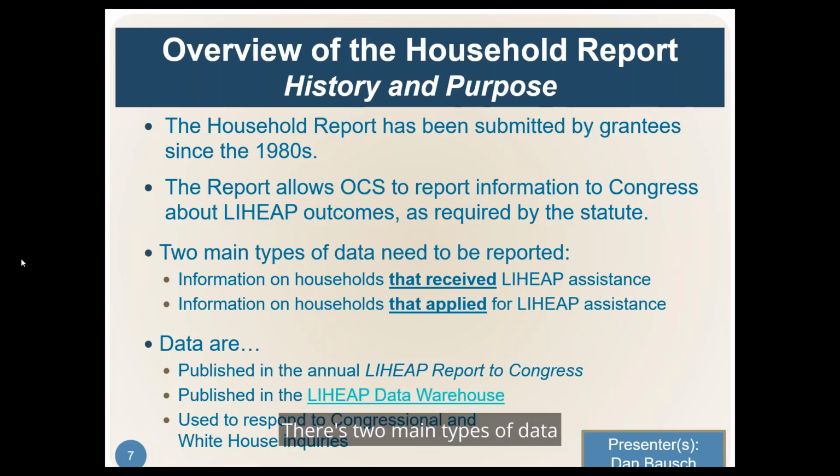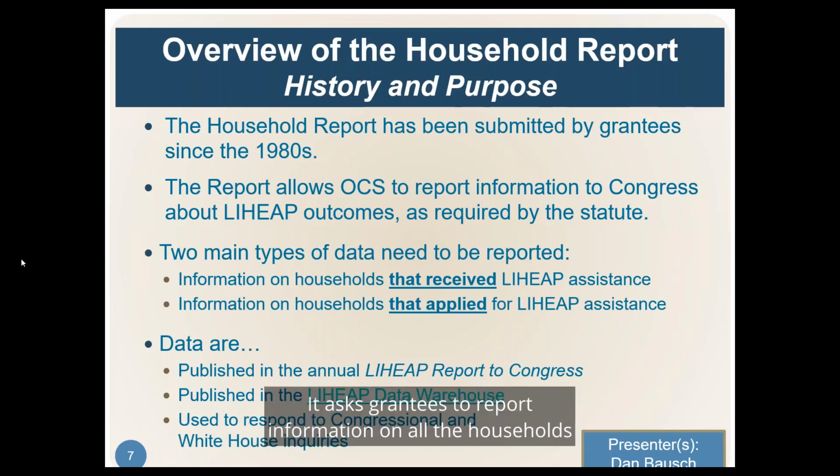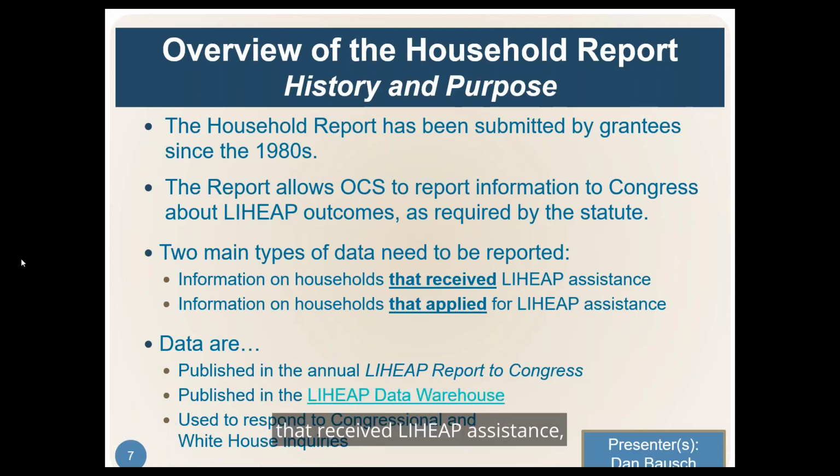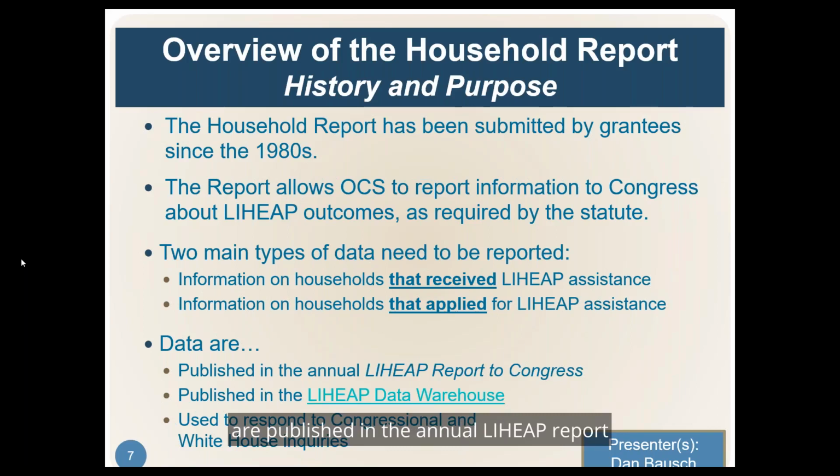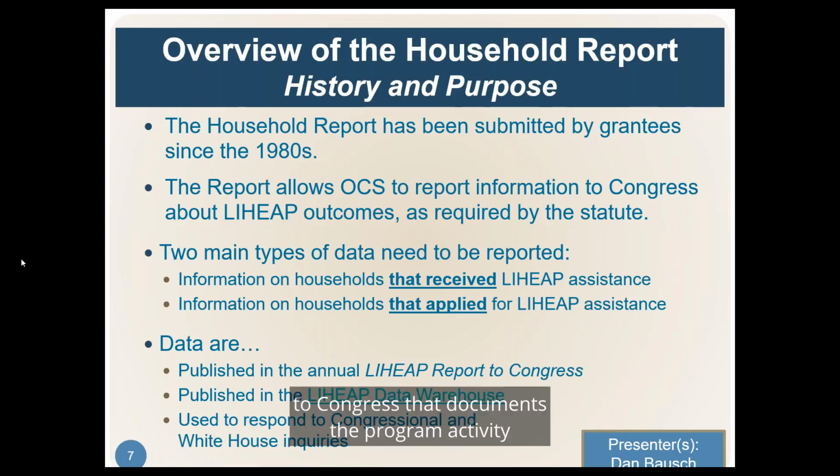There's two main types of data that the household report focuses on. It asks grantees to report information on all the households that received LIHEAP assistance, that received a benefit during the specific fiscal year. And it also asks for information on the number of households that applied for different types of LIHEAP assistance. The data that you report in the household report are published in the annual LIHEAP report to Congress that documents the program activity for each fiscal year.